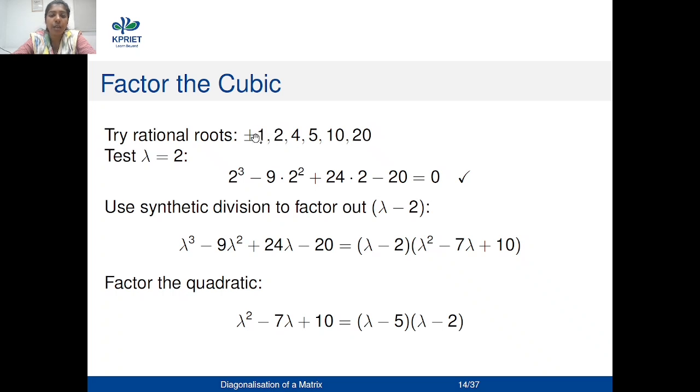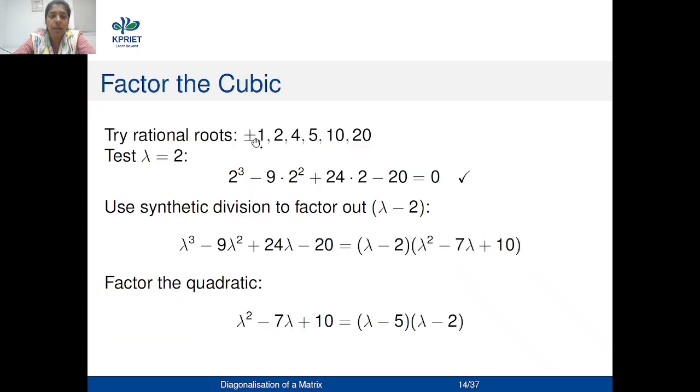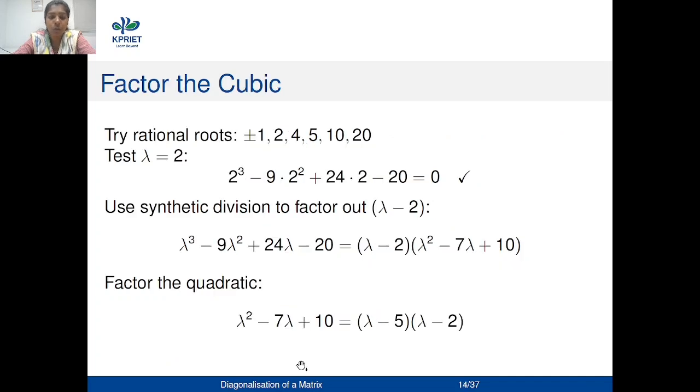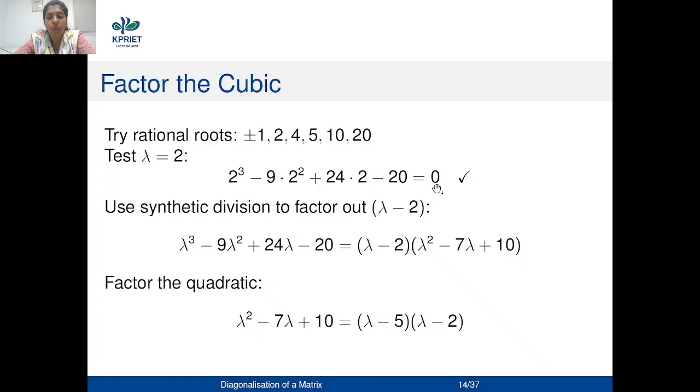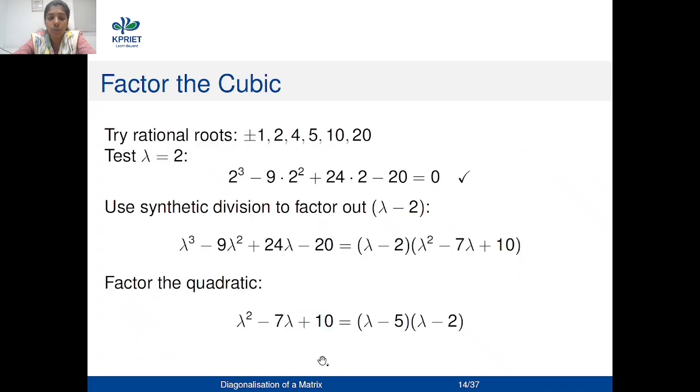You have to substitute these values in the previous equation. Suppose, for example, let us take plus 1. If I substitute plus 1 in this equation and get the answer 0, then 1 is a factor. Continuing that procedure, I tested the value 2. If I substitute the value 2 in this equation, I am getting 0. So from this I can find that the cubic equation has one root as 2.